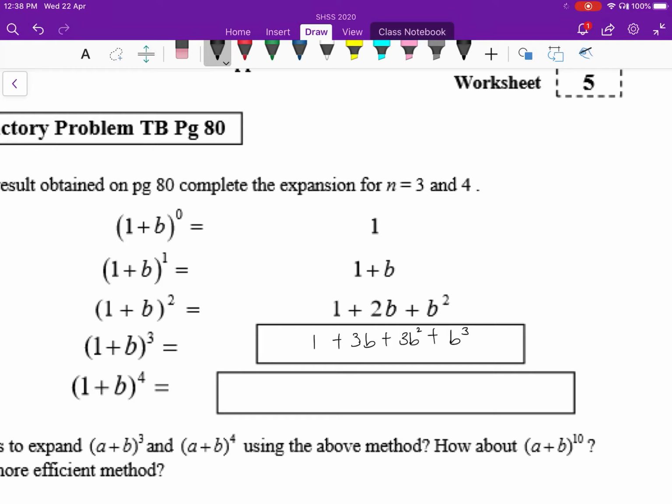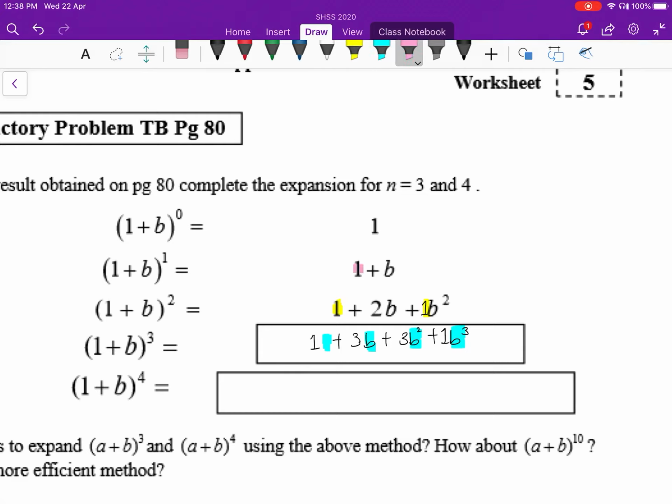I'm going to give you the answer for (1 + b) to the power of 4, but I just want you to take a look at a certain pattern. See, it starts with 1, ends with 1. There's a hidden 1 here. Starts with 1, ends with 1. And the next thing I want you to take note of: see? No b, b to the power of 1, b to the power of 2, b to the power of 3.